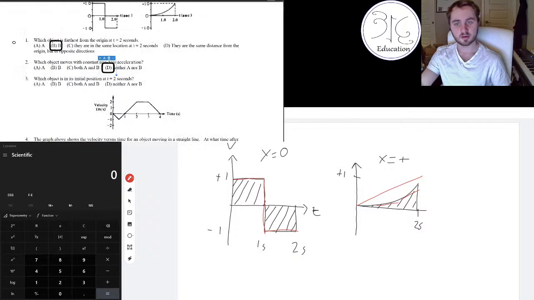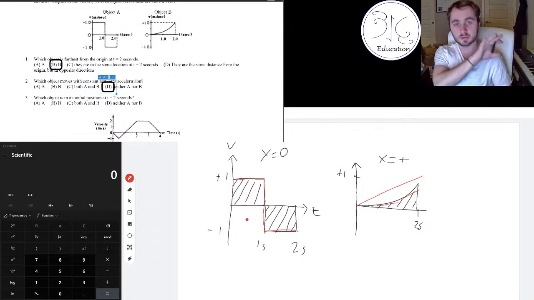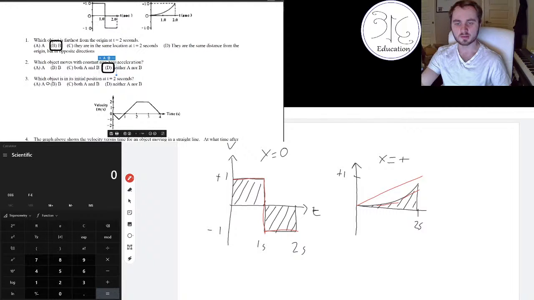And then 3 asks us about the object returning to its initial position after t equals 2 seconds. And so that's going to come back to what we talked about originally. This is going to be the first one because we have as much area under the curve in the first second as we do in the second second. As we look at 2 seconds for our second one, this is still not a negative term to bring it down. So that takes us away from its initial position, but A does go to its initial position.